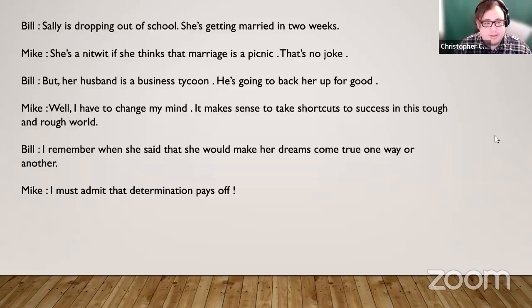No? Okay. I like learning a little bit of English idiom, so that you can understand a little bit of how people talk when it's comfortable, not academic, not in a professional manner. In this one, Bill said, Sally is dropping out of school. She's getting married in 2 weeks. Mike said, she's a nitwit if she thinks that marriage is a picnic. That's no joke. Bill said, but her husband is a business tycoon. He's going to back her up for good. Mike said, well, I have to change my mind. It makes sense to take shortcuts to success in this tough and rough world. Bill said, I remember when she said that she would make her dreams come true one way or another. Mike said, I must admit that determination pays off.